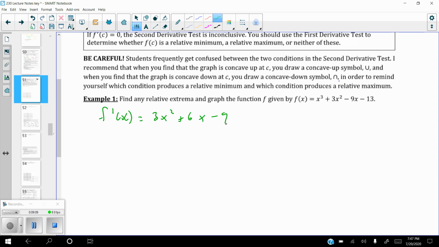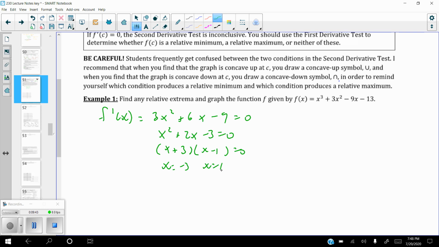I do want to find the critical values, so we'll set that equal to 0. This cannot be undefined because it's a polynomial. Don't have to worry about the undefined part. Let's factor out or divide a 3 out of there. So we get x^2 + 2x - 3 = 0. And then we can factor this. Looks like it's going to be (x + 3)(x - 1). Therefore, my critical values are going to occur when x is -3 and when x is 1. Those are our critical values.